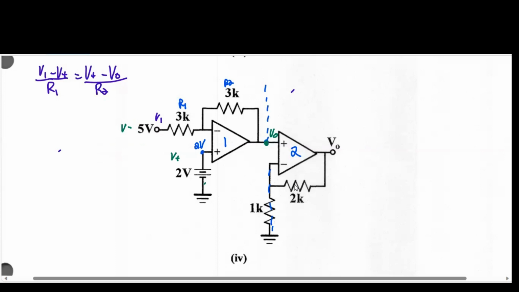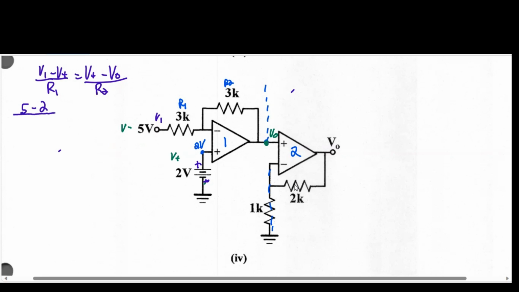So let's plug in the values. You have 5, and V plus is 2. Remember, it goes from minus here to plus, so it is 2. If the battery was flipped to the other side, like if the minus was on top, V plus would be minus 2. So be careful with the polarity of the battery.